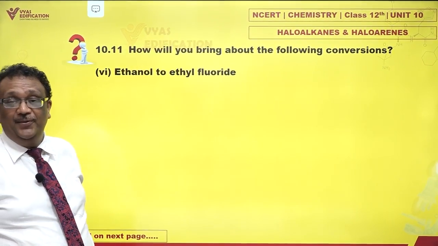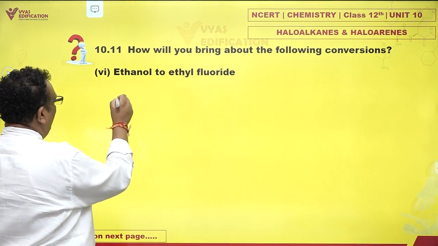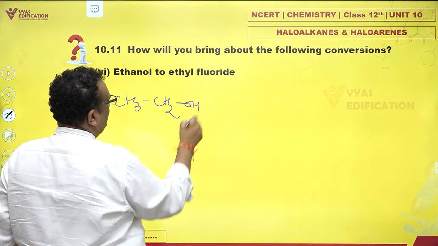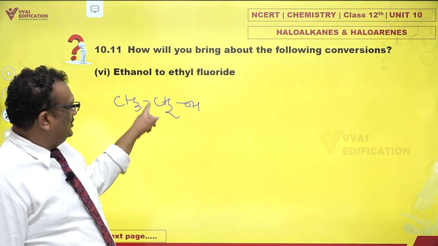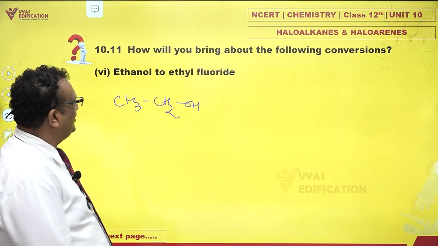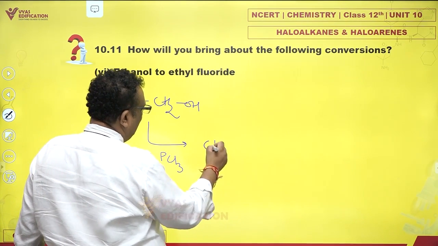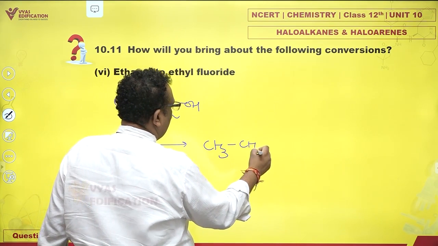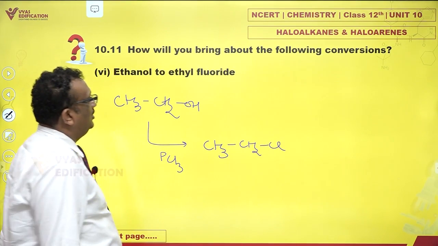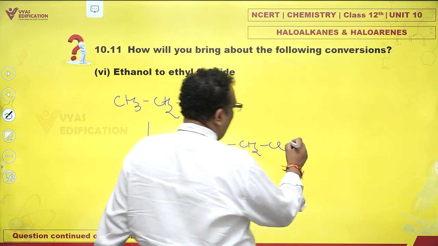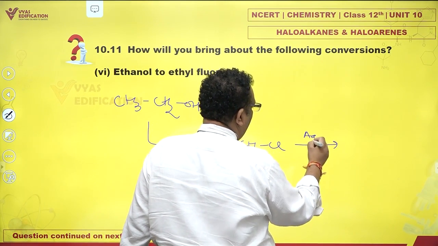Ethanol to ethyl fluoride. Now, how would you do that? Well, when you have CH3CH2OH. Alcohols. Now, C-O bond is difficult to break. The first thing you're supposed to do is treat it with something like PCl3. You get CH3CH2Cl. But we wanted fluoride. Yes, you'll get that. Now, treat this with silver fluoride, AgF.